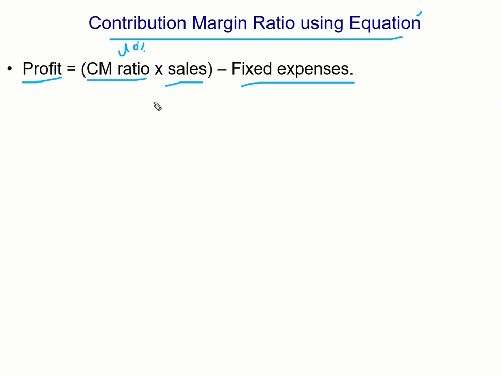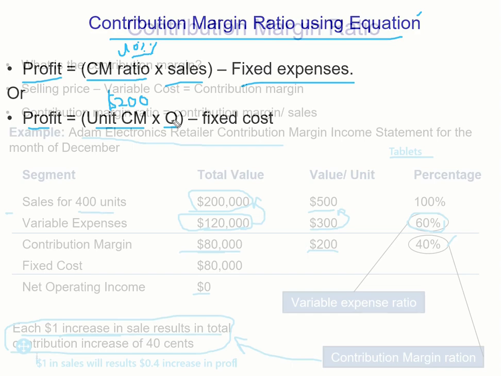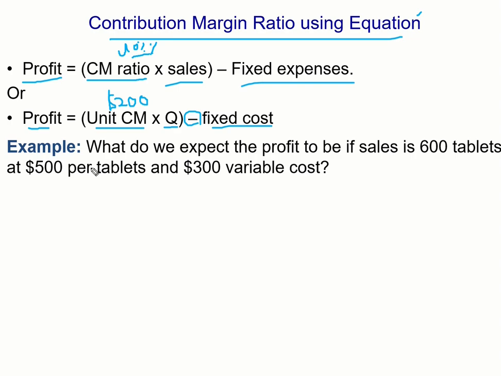Or another way to compute profit is to take the unit contribution margin, which is $200 per unit. This is the dollar amount unit contribution margin, versus the ratio, the contribution margin ratio. Multiply by quantity. Quantity is how many units we are going to sell. Then we can deduct the fixed cost. Now let's take a look at an example.